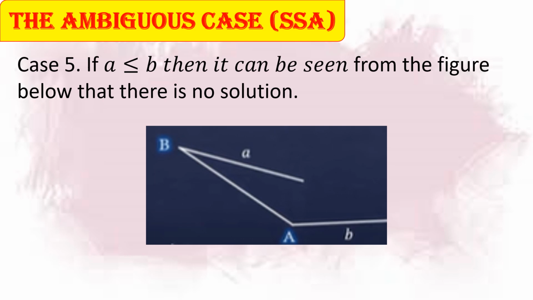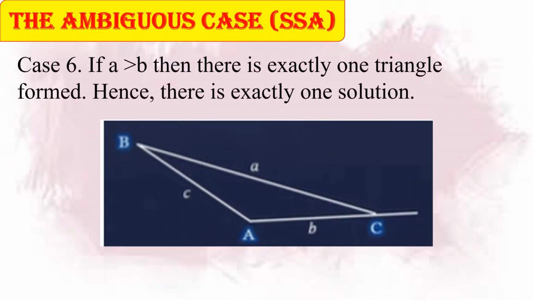Case number 5: if A is less than or equal to B, then it can be seen from the figure below that there is no solution. Case number 6: if A is greater than B, then there is exactly one triangle formed, hence there is exactly one solution.